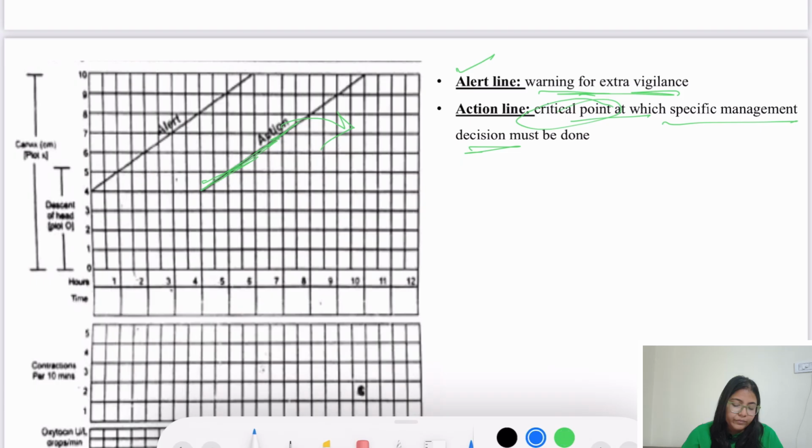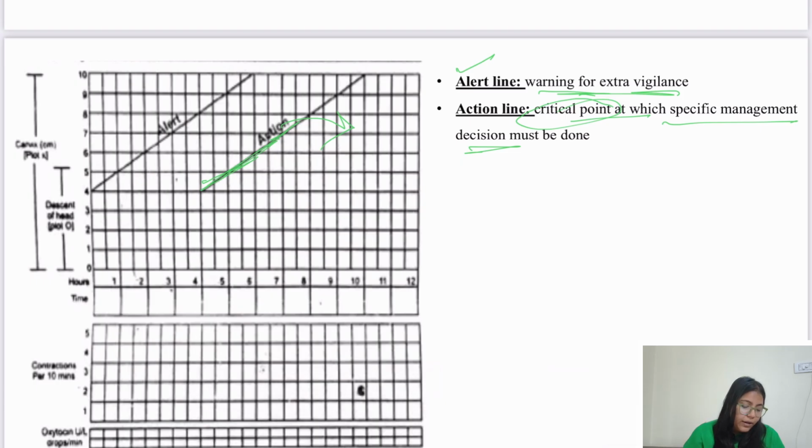Then comes cervical dilatation. It is marked as a cross, and the descent of head is marked as a round.